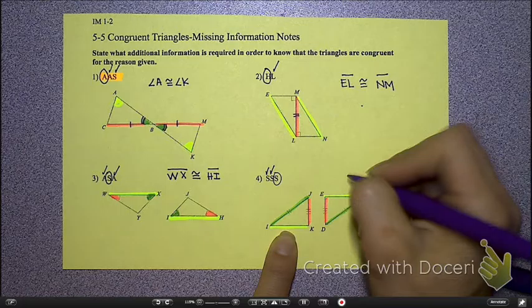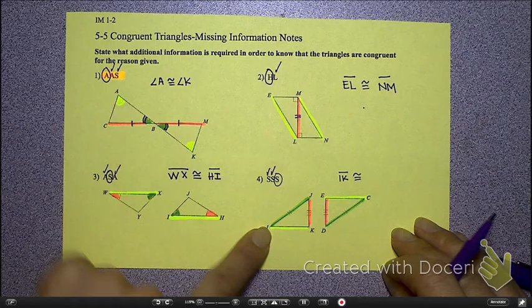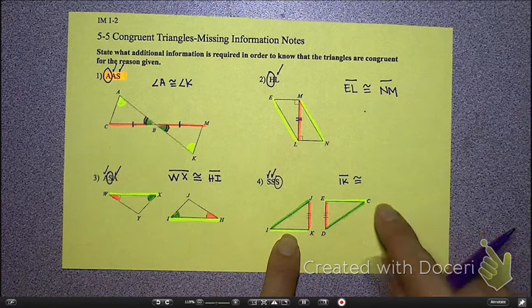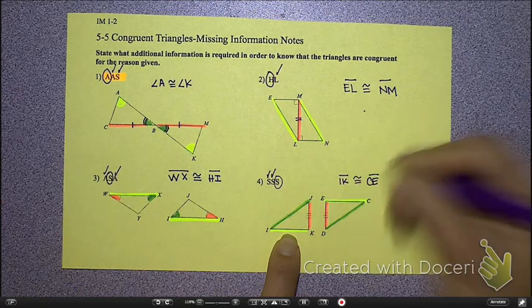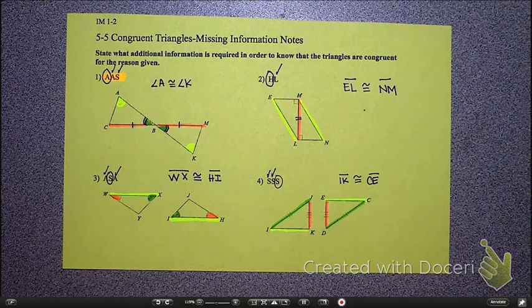Segment IK. If I call that one IK, look at where I started. I started where the green was. IK is congruent to what? CE. Okay. Are there any questions on anything that we did here? Any questions at all? No? Okay.